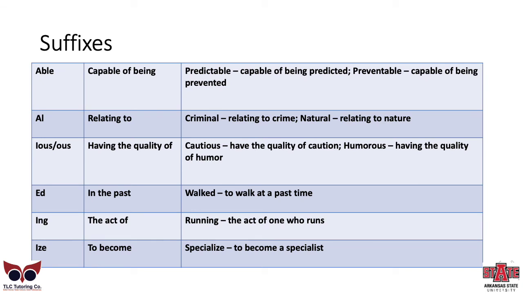Able, capable of being. Predictable, capable of being predicted. Preventable, capable of being prevented. Al, relating to. Criminal, relating to crime. Natural, relating to nature. Ious, having the quality of. Cautious is having the quality of caution. Humorous is having the quality of humor.